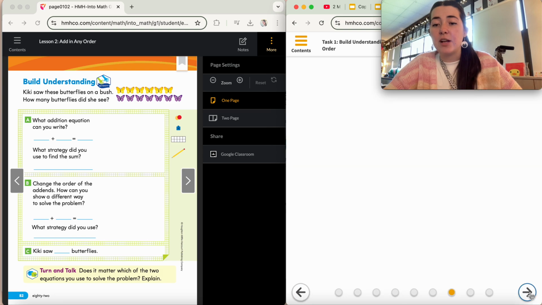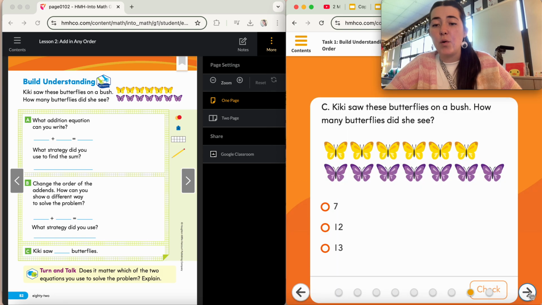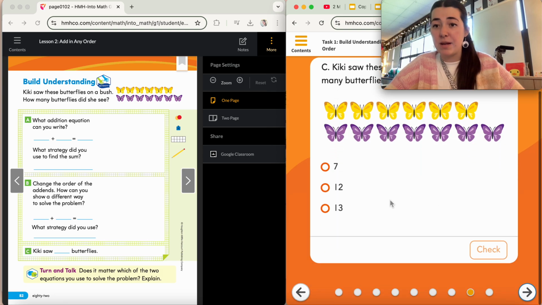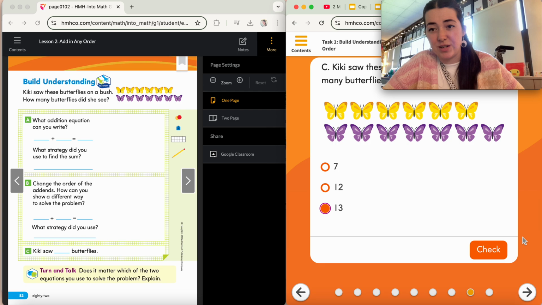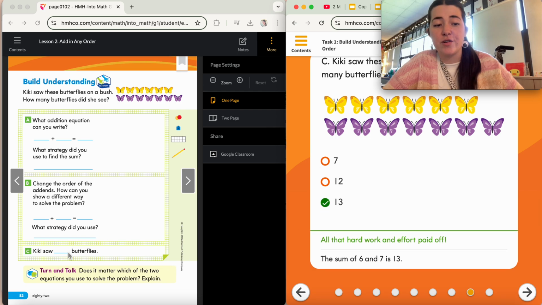And then we want to go on down to how many butterflies total. Do we remember that sum? What was it all together? If you said 13, you would be correct. Write a 13 down here at part C in your book.